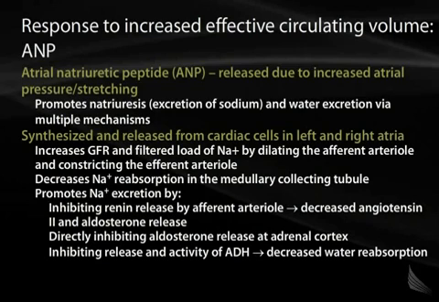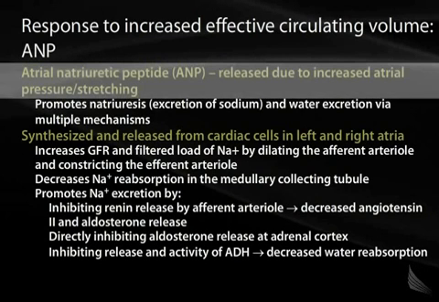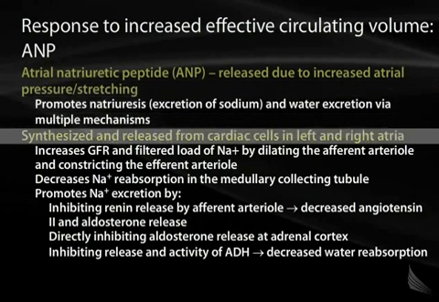One of the other responses to increased effective circulating volume is the release of atrial natriuretic peptide. Atrial natriuretic peptide is released due to increased atrial pressure or stretch. When cardiac preload increases, atrial size increases, and stretch receptors sense this increase in volume. The increase in atrial volume stimulates the release of atrial natriuretic peptide. These are synthesized and released from the cardiac cells in the left and right atria.